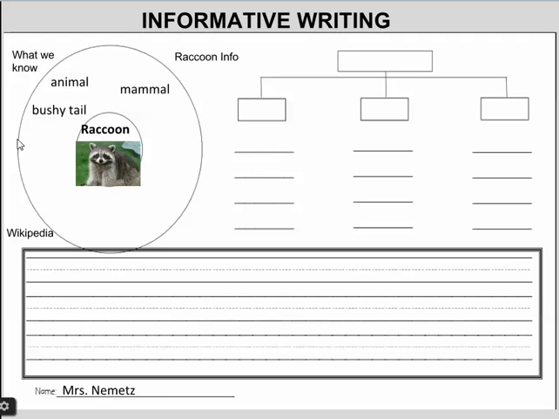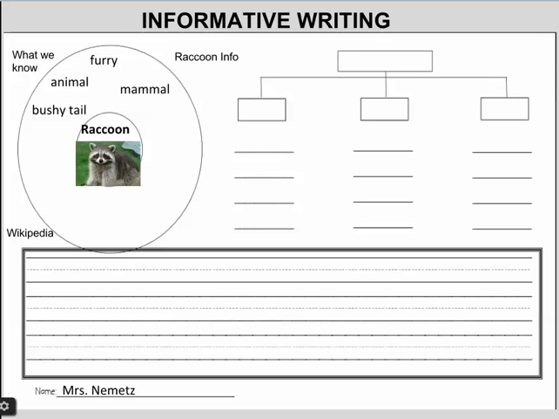Notice that I wrote the word bushy. Bushy gives you a little bit more detail about the tail. This is called an adjective. Please make sure you use adjectives to help your reader know exactly what you are writing about and giving them a little more details.